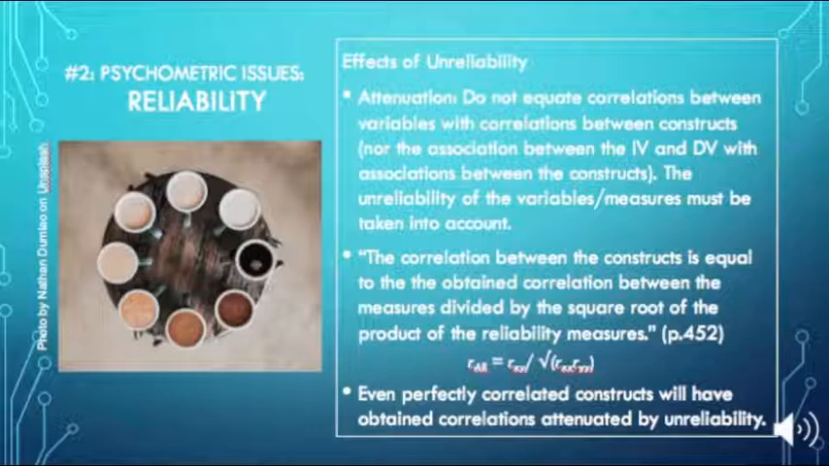It's also important to remember that correlation or variation between variables is not equal to correlation or association between constructs because of unreliability of your measures. In order to get at the actual correlation between the actual constructs, you have to take that unreliability out, and you can see a formula here for doing that and look at Heppner, page 452, for more detail.